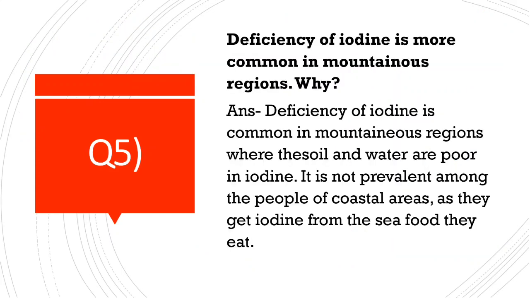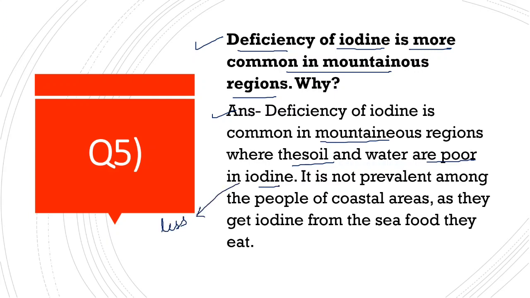Now coming to the fifth question. Fifth question is, deficiency of iodine is more common in the mountainous regions. Why? Now the answer is, deficiency of iodine is more common in the mountainous region where the soil and the water are poor in iodine. That is, in the soil and the water, amount of salt is present.